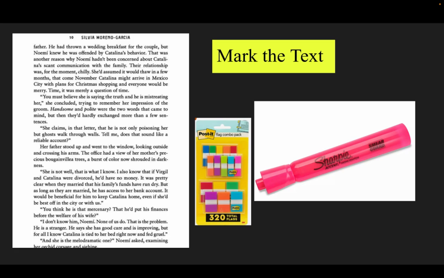And you would do the same thing with The Yellow Wallpaper. So here, I'm looking at this and I see she claims in the letter that he is not only poisoning her, but ghosts walk through the halls. Tell me, does that sound like a reliable account? And so there we are finding a passage that is talking about Catalina's mental illness. It's very similar to the mental illness that is described in The Yellow Wallpaper. And so that might be something that I would mark and then use later in my essay.